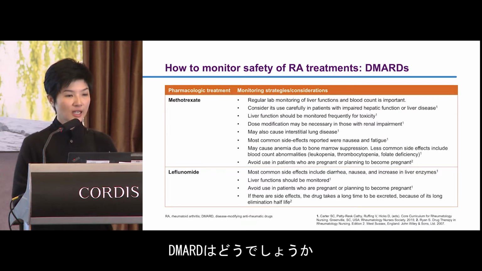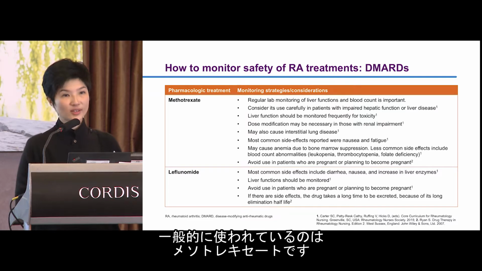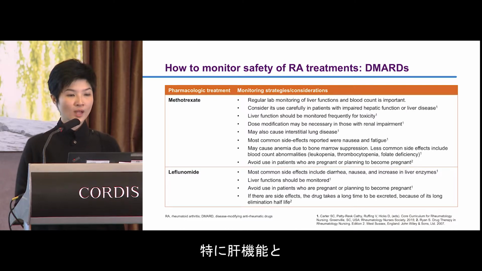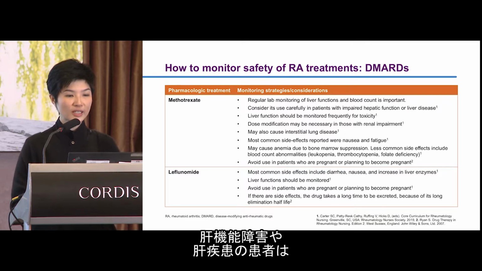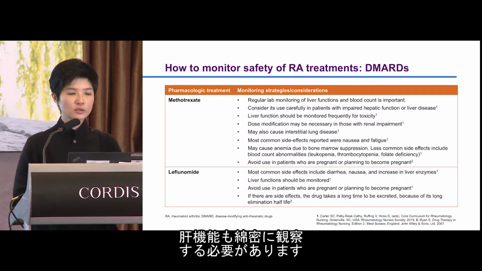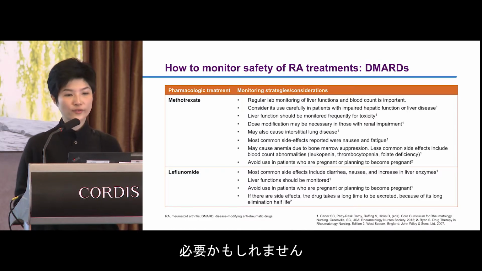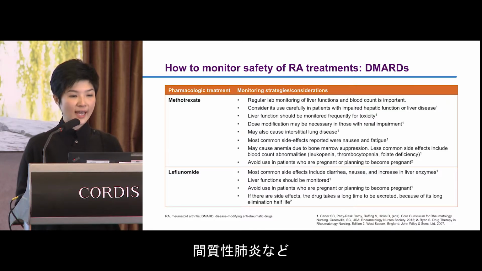How about DMARDs? The commonly used one is methotrexate. Before we start the treatment, we do lab monitoring, especially liver functions and blood counts. We should use it carefully in patients with impaired hepatic functions or liver disease, and we should monitor closely with liver function tests. And dose modification may be necessary in those with renal impairment.